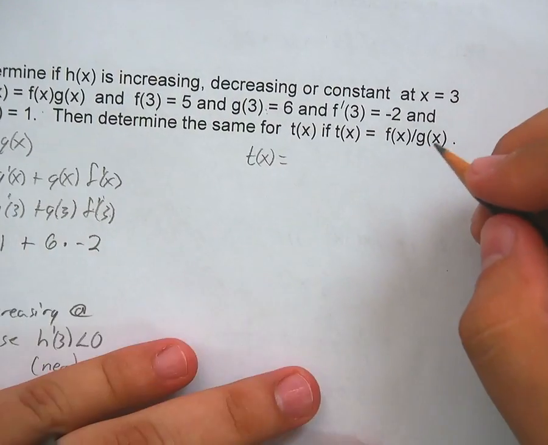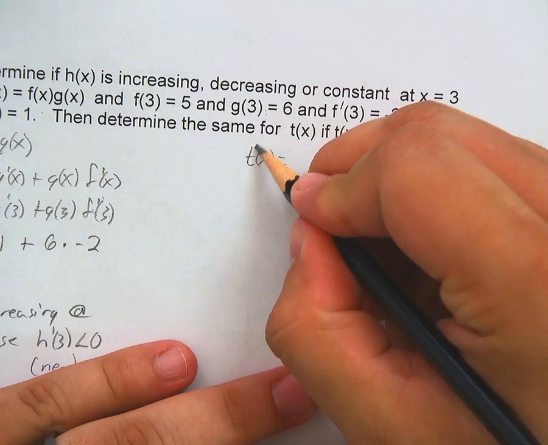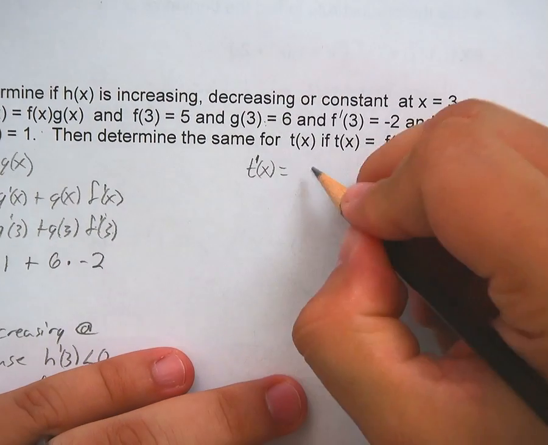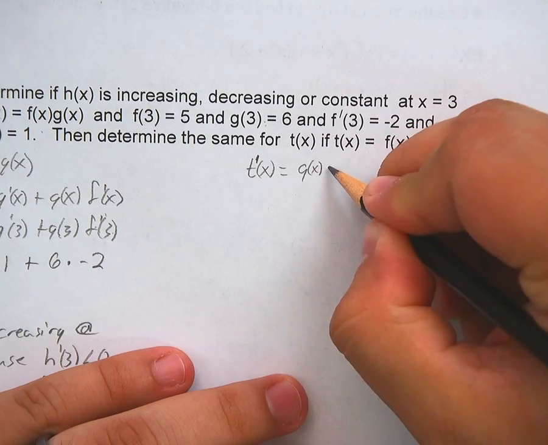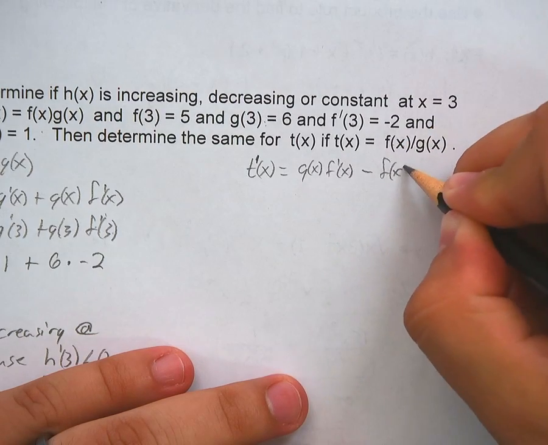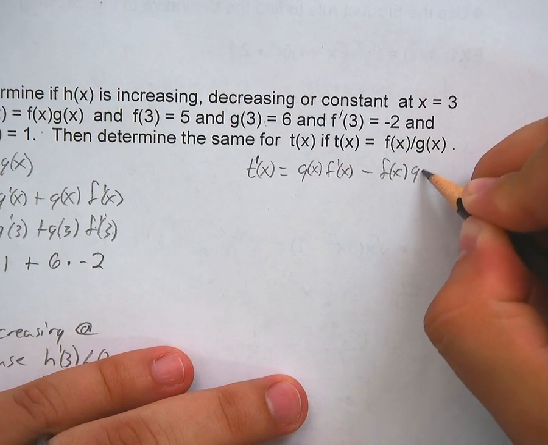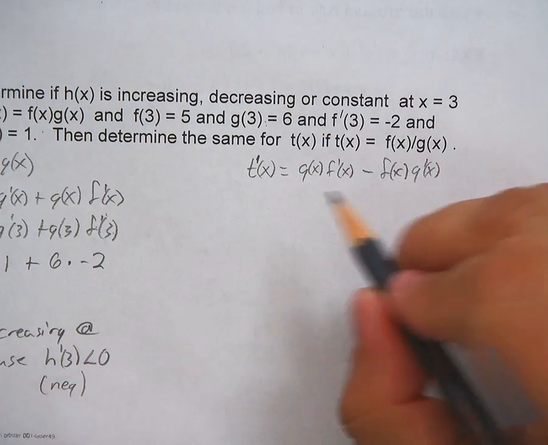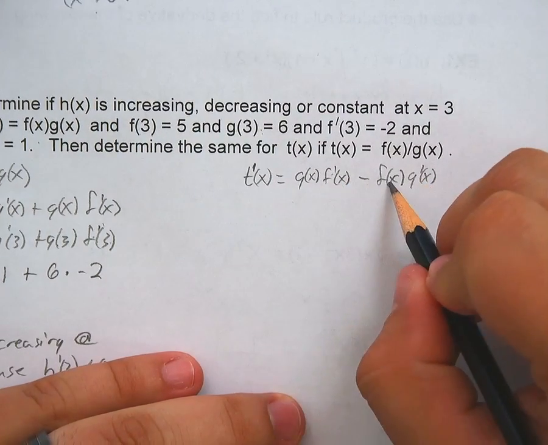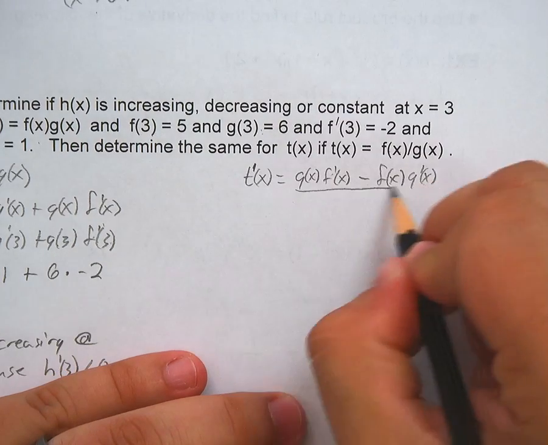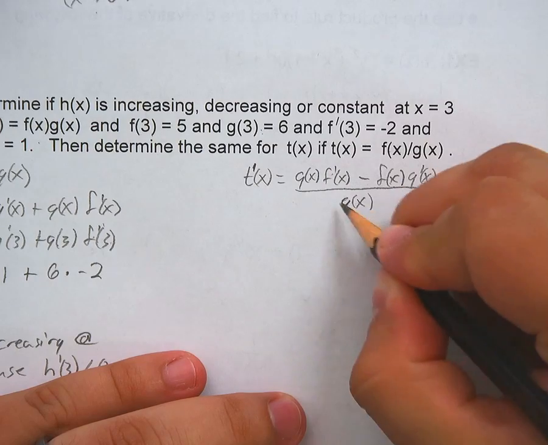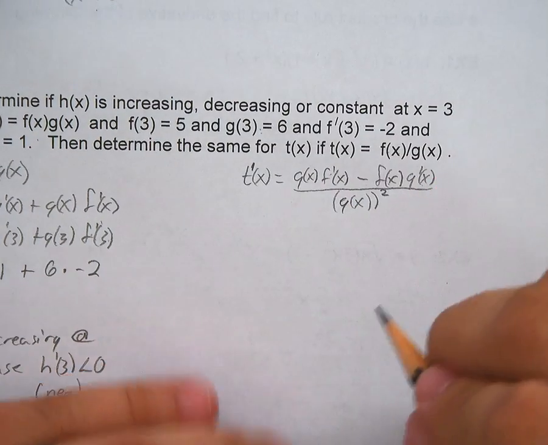From the top, let's just jump straight to t prime. F of x divided by g of x. So it's going to be g of x times f prime of x minus f of x times g prime of x, bottom d top minus top d bottom, over g of x squared.